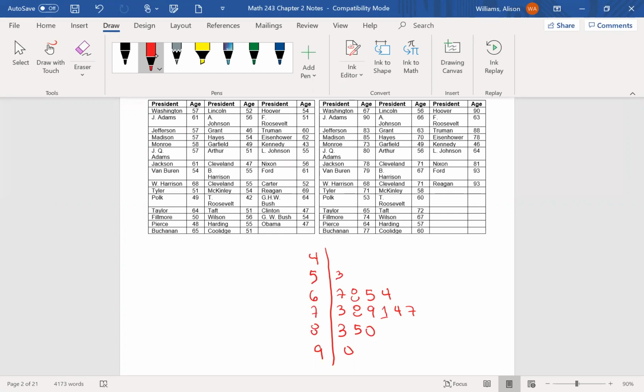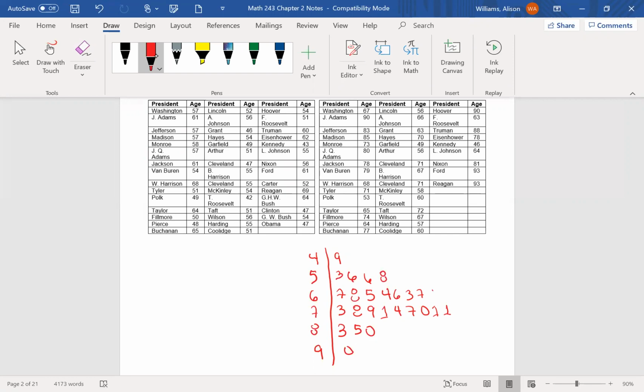All right, Lincoln is 56. Johnson, 66. Grant, 63. Hayes, 70. Garfield, 49. Arthur, 56. Cleveland, 71. Harrison, 67. Cleveland again, 71. 2 Clevelands. McKinley, 58.